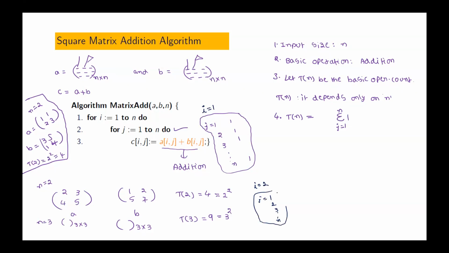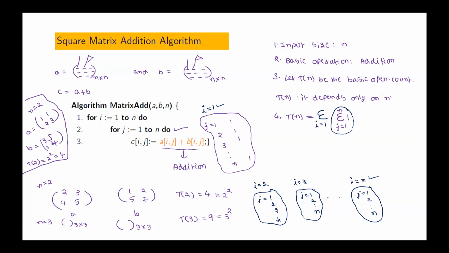Again, when i equal to 3, j equal to 1, 2, 3, and so on up to n is performed. And so on. When i equal to n, again j equal to 1, j equal to 2, and so on, j equal to n is performed. That means this entire operation is performed for each value of i from 1 to n. Is that okay?